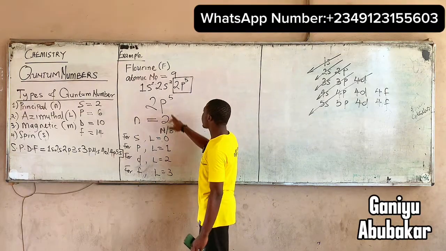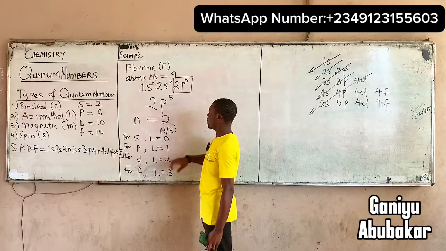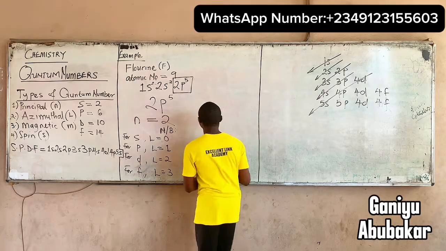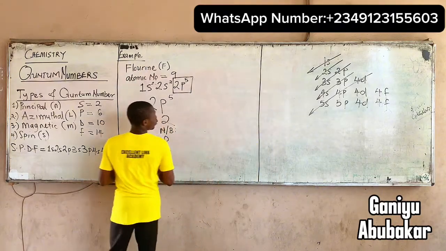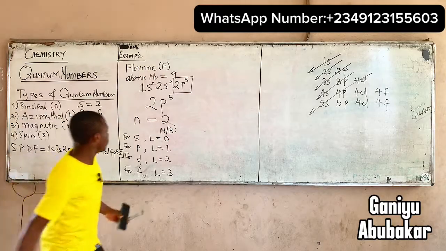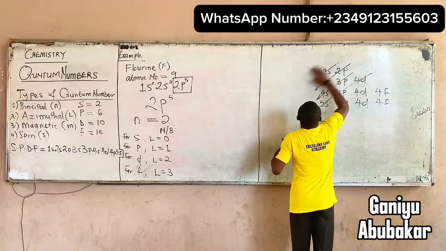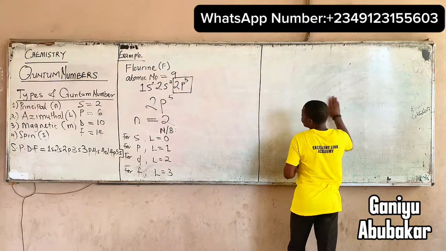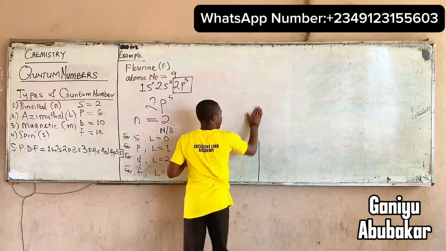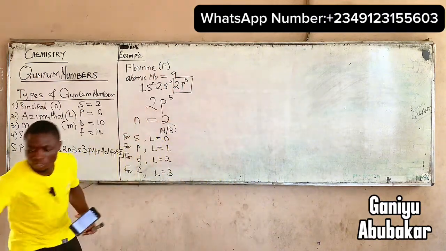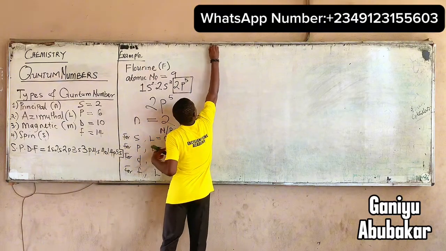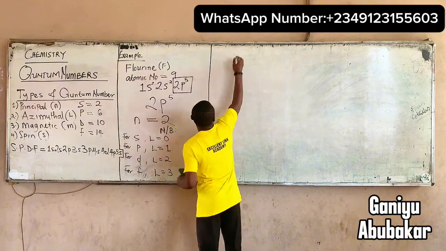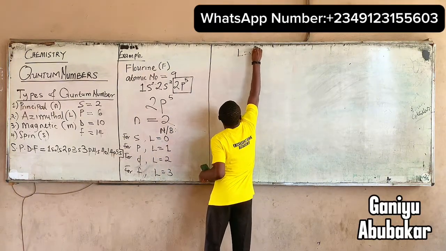Now in this case, I'm considering 2p to the power 5. This is P. Please check for P. What's azimuthal L? That's 1. So my azimuthal, that's L, is equal to 1.